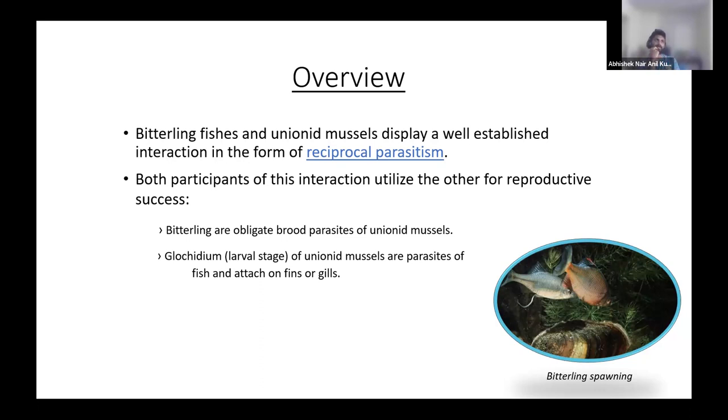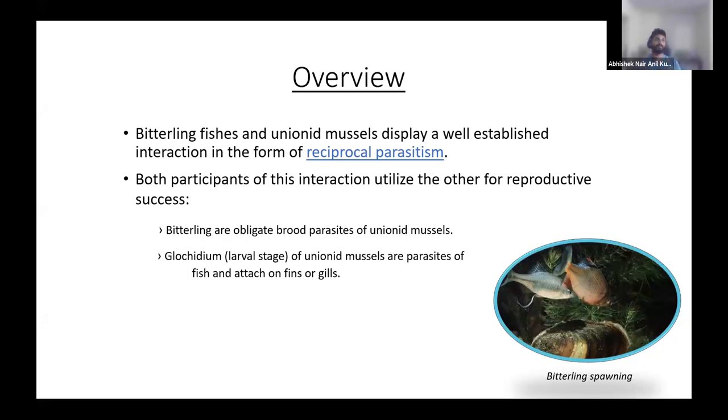Bitterlings are obligate brood parasites of unionid mussels. The female, the fish on the left, has a long ovipositor, which she uses to deposit her eggs into the gills of the freshwater mussel. The eggs are externally fertilized by the male, then hatch into embryos, which stay inside the mussel mainly for protection for up to 3 to 4 weeks, by which time they are mature enough to swim out and live their life.